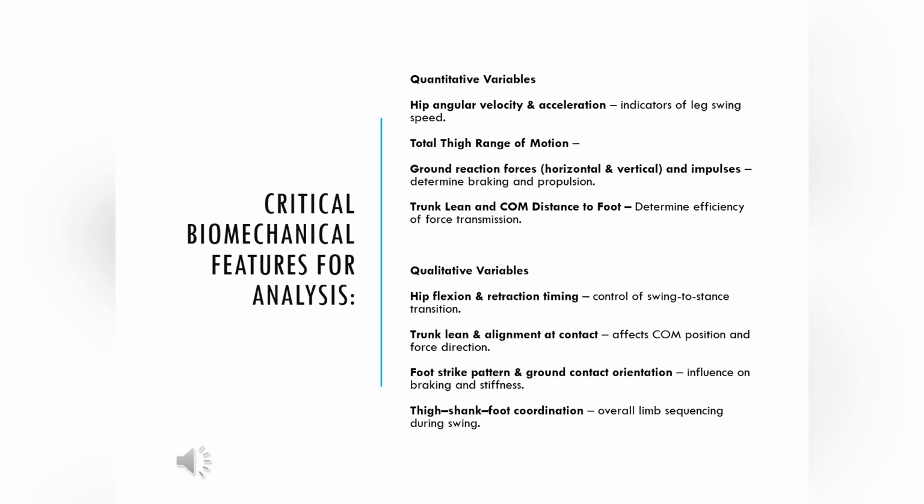In today's presentation, we have identified 4 key biomechanical features for both quantitative and qualitative analysis. For the quantitative variables, we have hip angular velocity and acceleration, total thigh range of motion, ground reaction forces and their horizontal and vertical components, plus their impulses, trunk lean, and center of mass distance to foot. For the qualitative variables, we have hip flexion and retraction timing, trunk lean and alignment at contact, foot strike pattern and ground contact orientation, and thigh shank foot coordination.